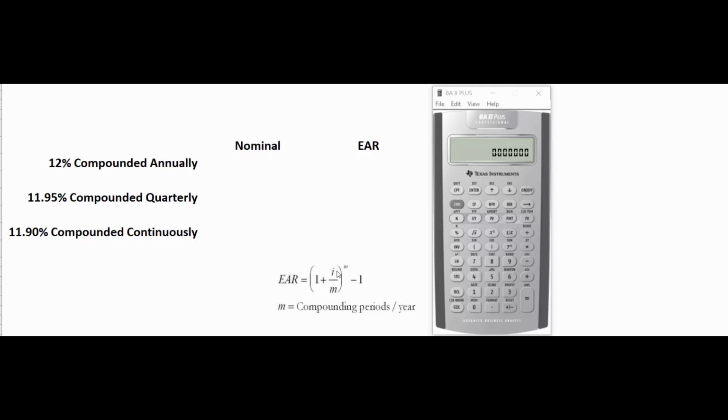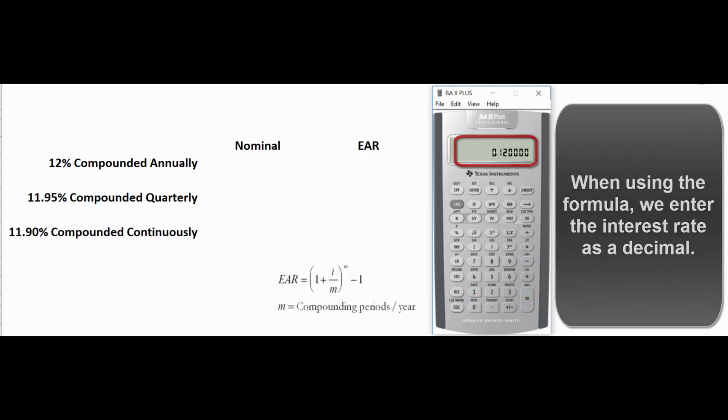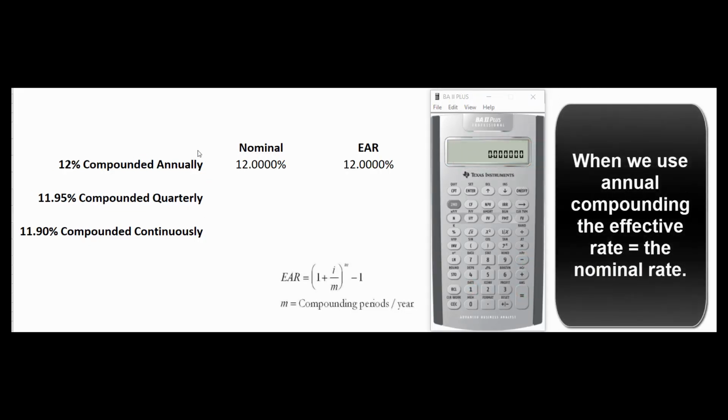So order of operations, we'll start in here first, 0.12. When we're using this formula, we have to use the decimals. We'll divide it by the compounding periods per year, which is 1. That gives us 0.12. Then we'll add 1 to that, plus 1 equals, and then we'll raise that whole thing to 1. This is the y to the x key. We'll hit y to the x, 1 equals, and then we'll subtract 1, and that gives us our 12%. So when we have annual compounding, our nominal rate is the same as our effective annual rate.